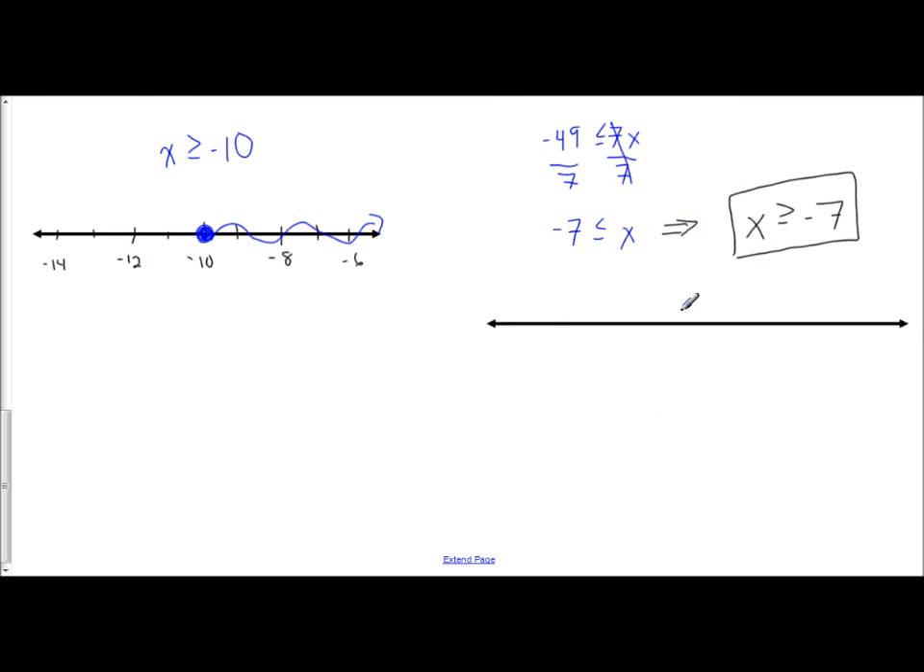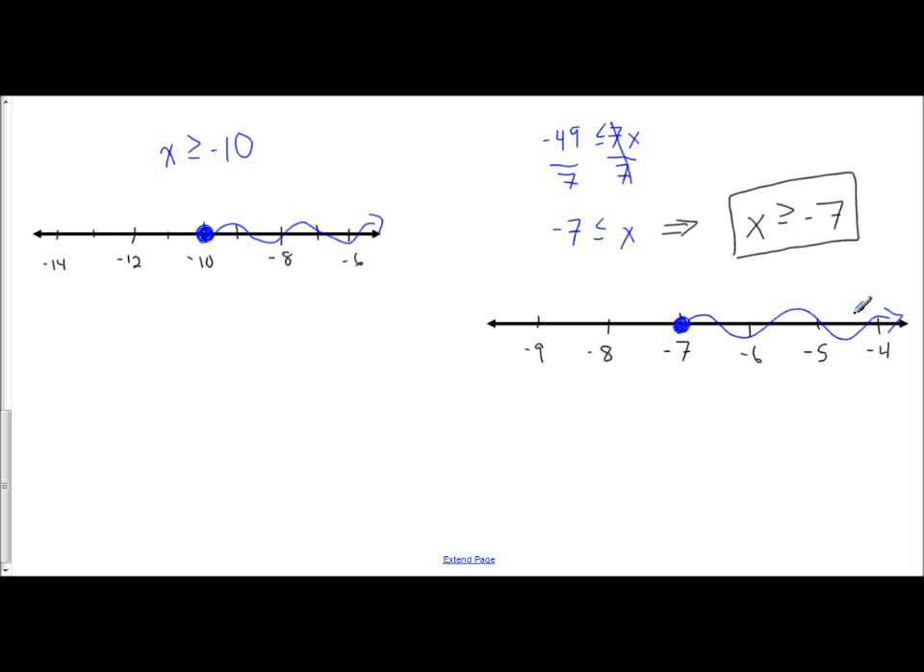And so here's negative 7. Here's negative 6. Here's negative 5. Here's negative 4. Here's negative 8 and negative 9. Since x is greater than or equal to, it would be in a closed circle. And here, arrow to the right. And that is your solution space and the solution inequality.